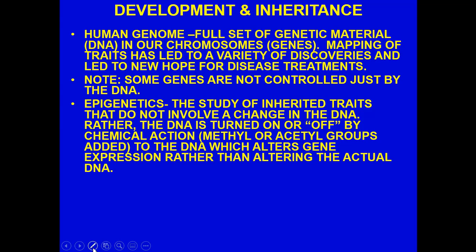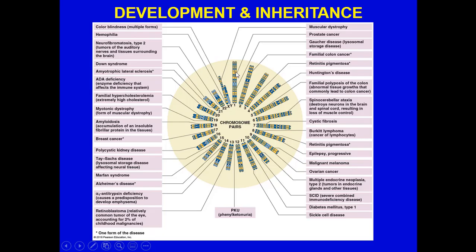So again, you can see as we look at this map here, the chromosome pairs, what areas on these chromosomes do you see a variety of these diseases? Now, you need to be mindful that every once in a while there'll be a little asterisk here and it says one form of the disease. There may be multiple forms of disease, some of them on different genes or caused by outside influences that subsequently lead to a disease. One of them may be genetic, others may be caused by outside influences.